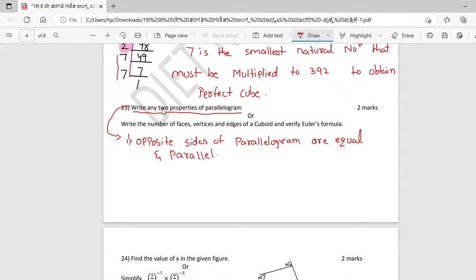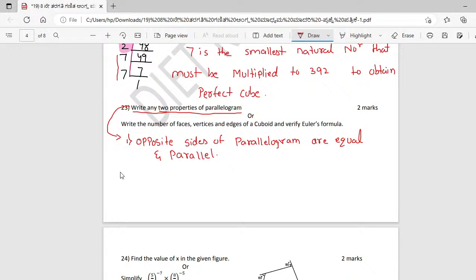As I said, you only need to write two. So in that first property only, I included two properties. You can write them separately. How? Opposite sides of a parallelogram are equal. That is the first property. And the second one: opposite sides of a parallelogram are parallel. But I included them in one property. You can write them separately as well.